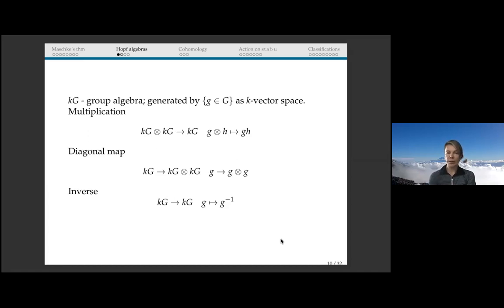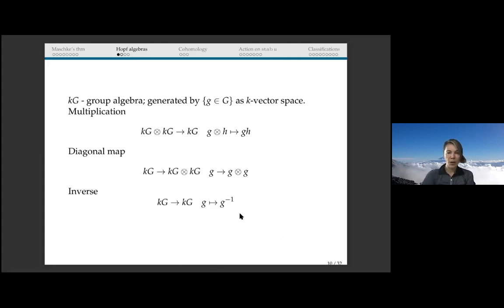So it goes in the opposite direction. And this is the map that's important for the tensor product of 2 representations. To define the action of the group on the tensor product, we use this diagonal map because we act diagonally. And there is an inverse map. And the inverse map sort of relates these 2 multiplications, multiplication and diagonal map, nicely.